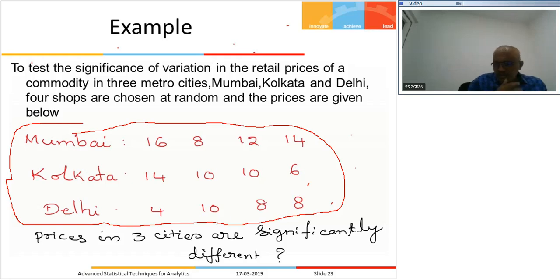Someone pointed out that it looks like a chi-square problem, but here we want to validate whether the prices of 3 cities are significantly different, so the mean is the base for us to validate this hypothesis. That's why we are going for ANOVA. If it is something related to proportion, then we have to go with chi-square distribution.